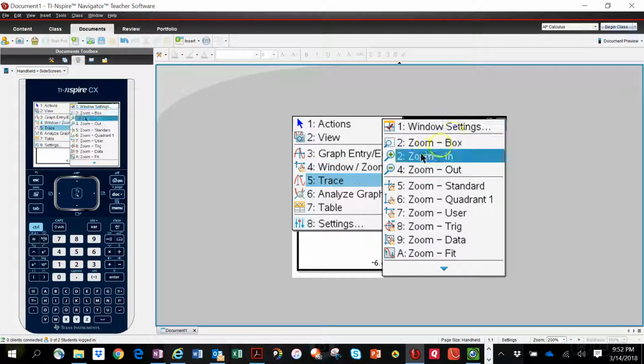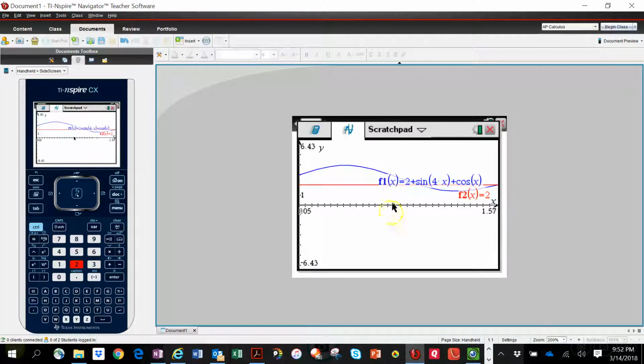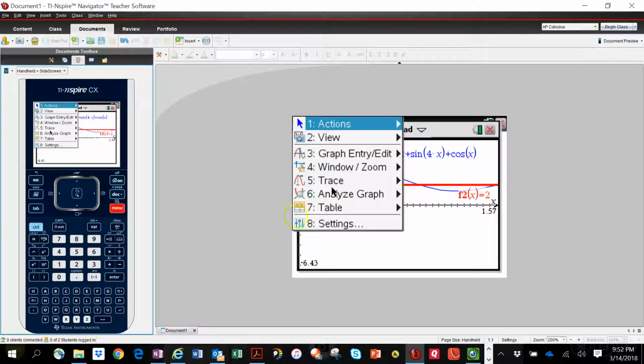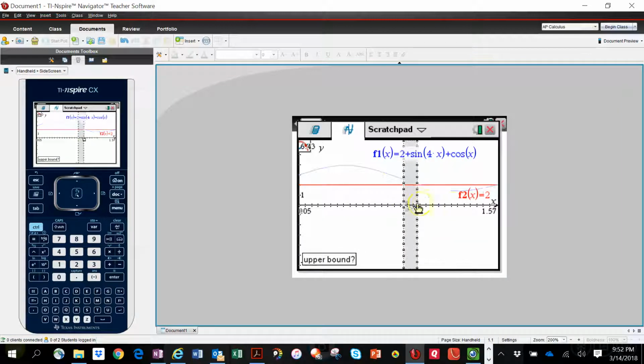Maybe this will make life a little bit easier for us. We're going to go from 0 to pi divided by 2. So now I'm only looking at x coordinates between 0 and pi over 2. I'm looking for the intersection point between these two curves. I can see it happens right here. So we're going to go to Menu, Analyze Graph, Intersection, a little to the left, a little to the right, and I'm getting that this happens.